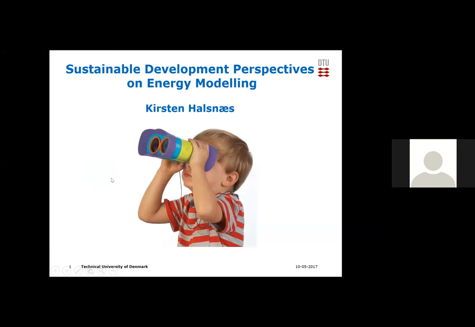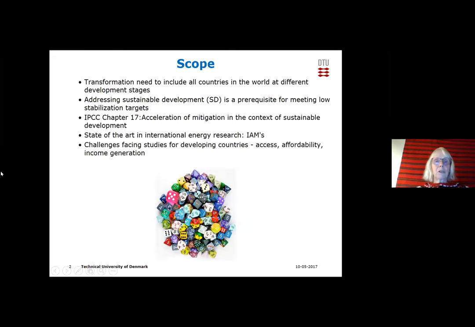Okay, so what I will do is to discuss this sustainable development perspective in relation to energy modeling in a general way, and not go into details about specific energy system models, because I know that this is your main expertise, so this is what you can really do. So let us move on.